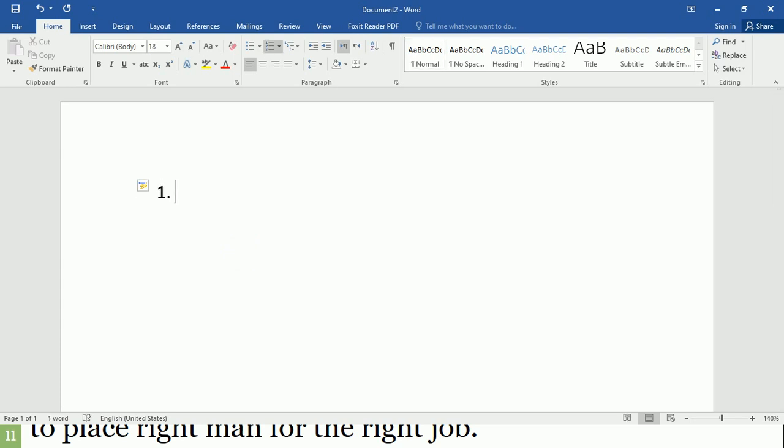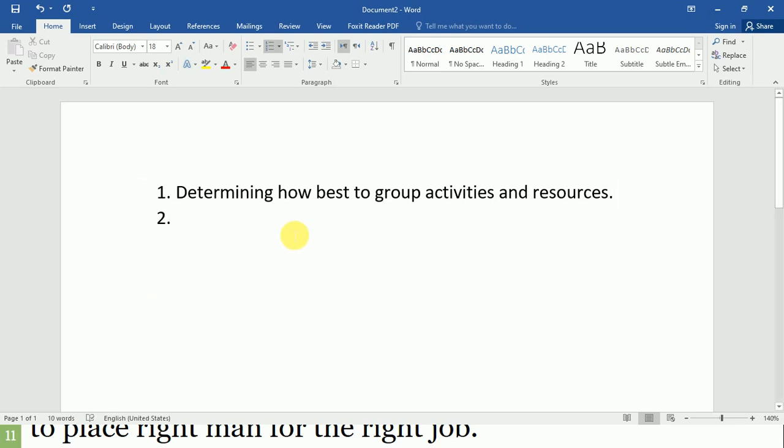First, we determine how best to group activities and resources. In organizing, we determine how best to group activities and resources, so that we can arrange them better.